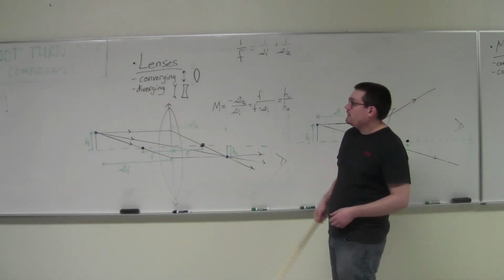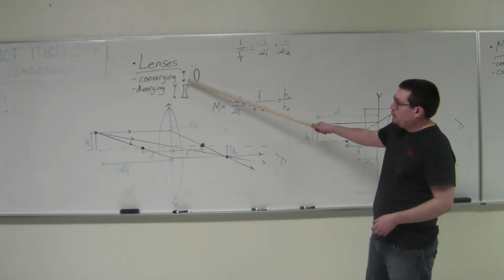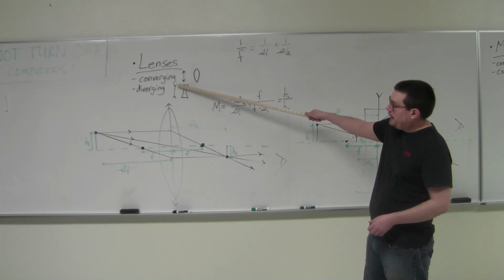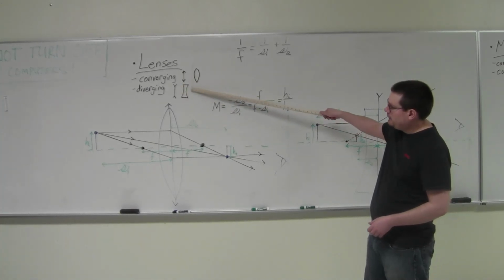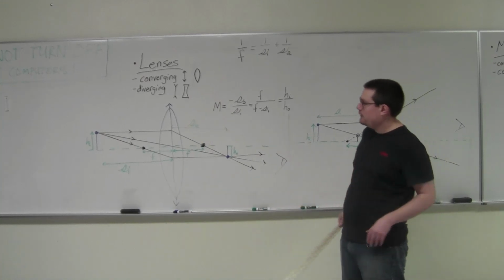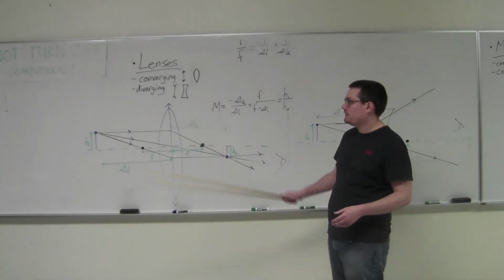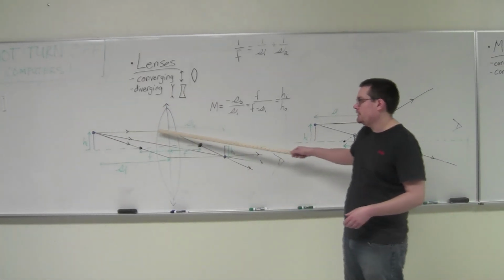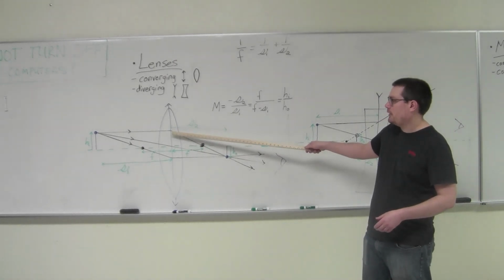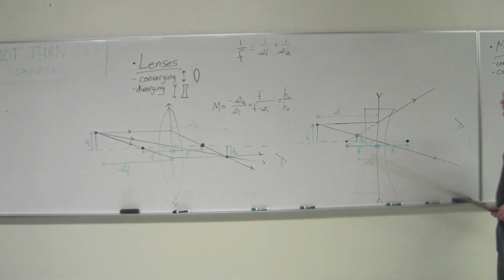The other lens is a diverging lens, shown by an arrow with the ends pointing inwards, and this picture here where the outsides bow inwards. And this does the exact opposite. Any light coming inwards from the left to the right will be deflected outwards, as shown by this picture here.